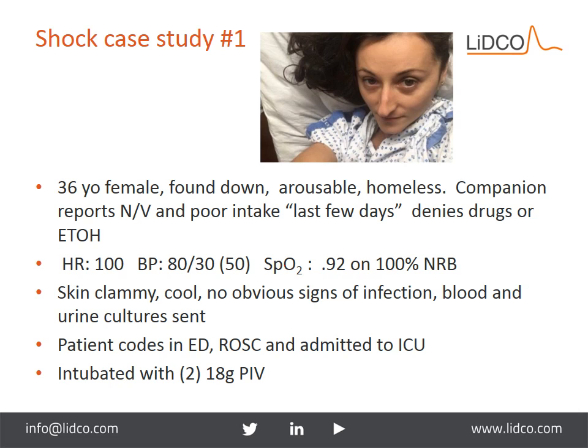Her skin is clammy, cool, no obvious signs of infection, blood and urine cultures have been sent, and she codes. She codes right in the ED upon arrival. We do get return of spontaneous circulation. She's admitted directly to the ICU, and she has been intubated in the ED while she was coding, with 2 18-gauge peripheral IVs. So just knowing what we know there, what kind of shock do you suppose she's in? And if she is, why? And shocks aren't isolated. You can be in multiple shocks at the same time. So what do we do?